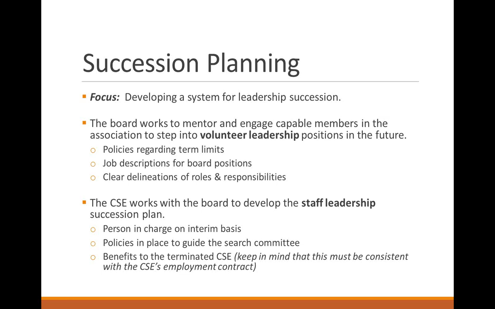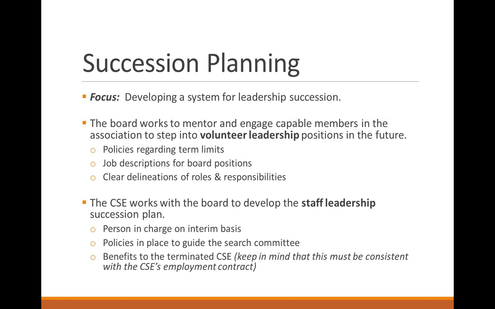Succession planning. The focus here is to develop a system for leadership succession, doing this through our volunteer leadership and also our staff leadership. The board works to mentor and engage capable members in the association to step into these leadership positions in the future. Some best practices here are policies regarding term limits, job descriptions for board positions, and clear delineations of roles and responsibilities. I feel like those words, clear delineations of roles and responsibilities, are made for an exam question.